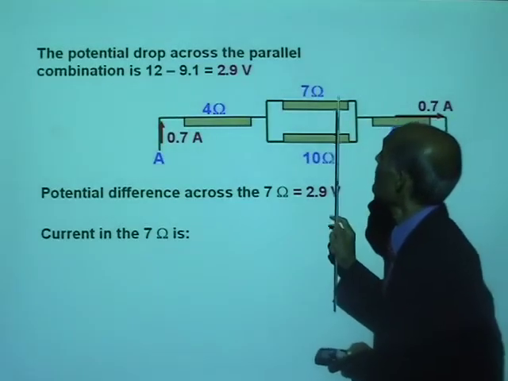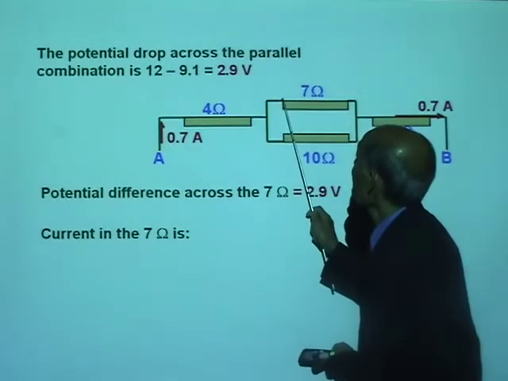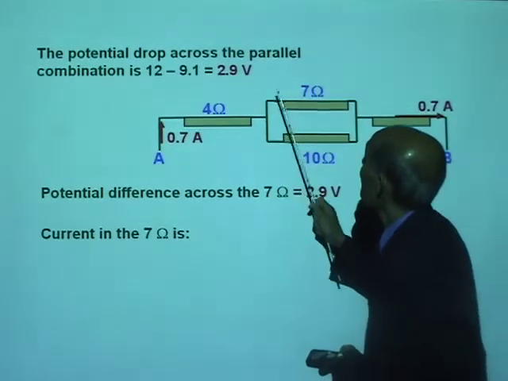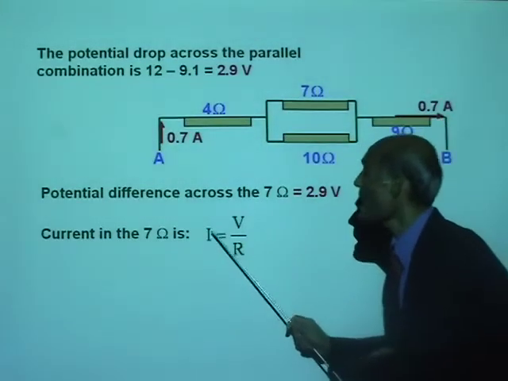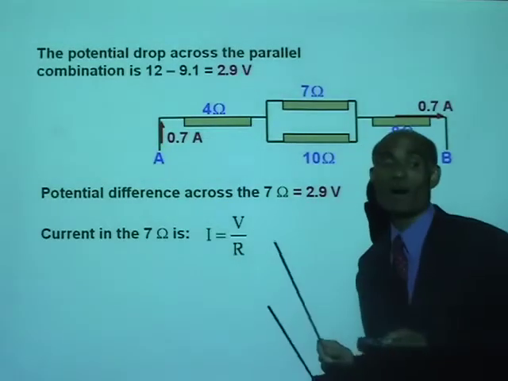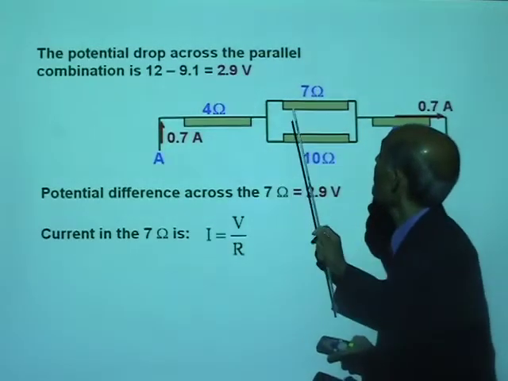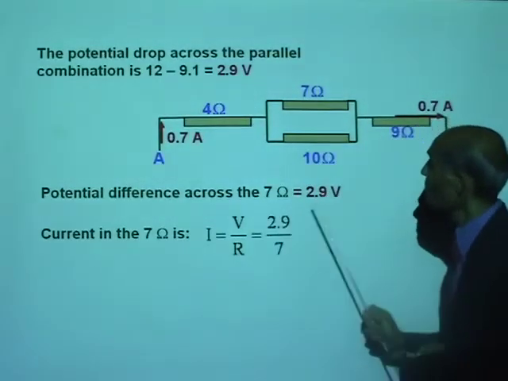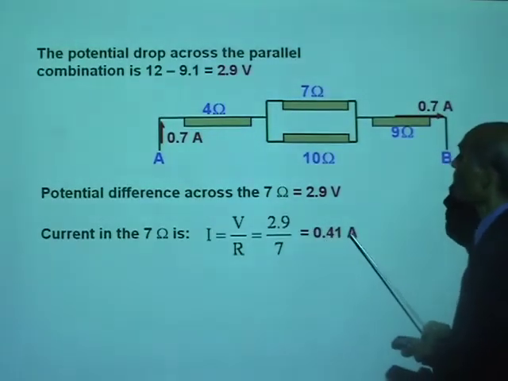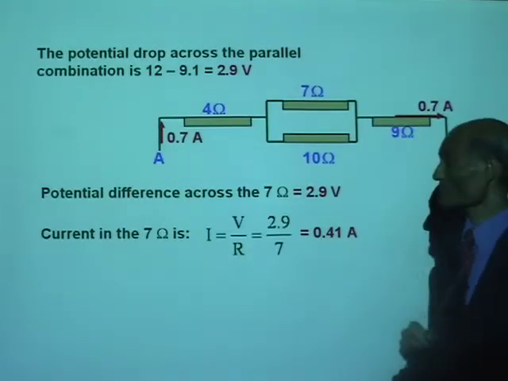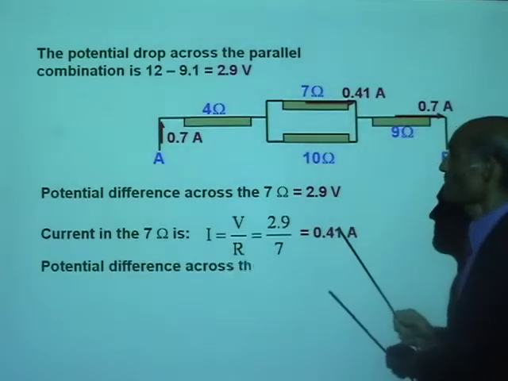Can you do that? We know the resistance is 7 ohm. We know the potential difference across the 7 ohm is 2.9 volt. Can you find the current in it? The current in the 7 ohm is I equal to V over R. V, the potential difference across the 7 ohm is 2.9 volt, and the resistance is 7 ohm. So the current is 2.9 divided by 7, that is 0.41 ampere. Alright, so 0.41 ampere is the current in the 7 ohm.